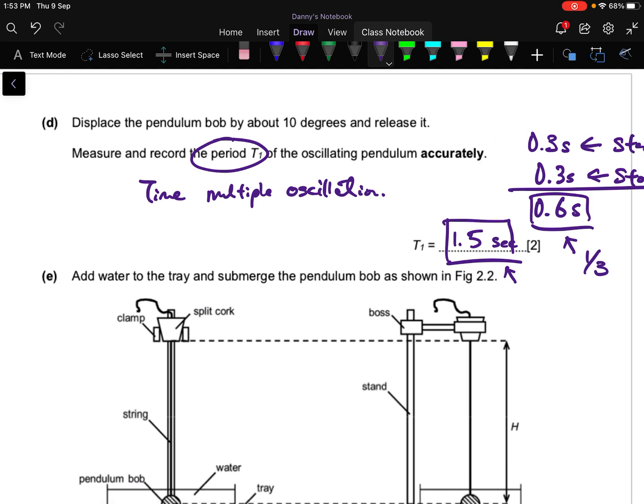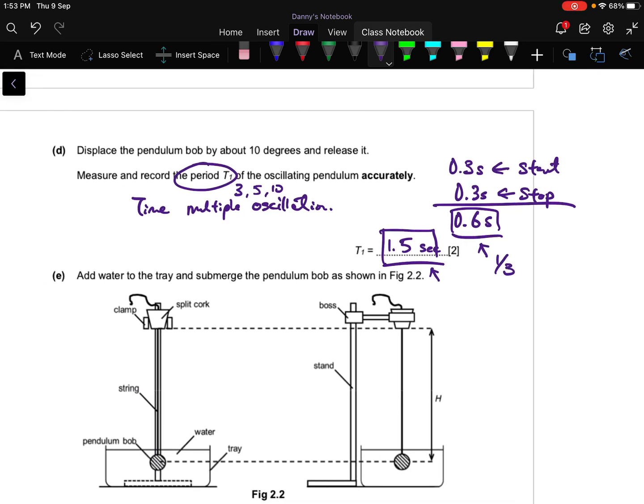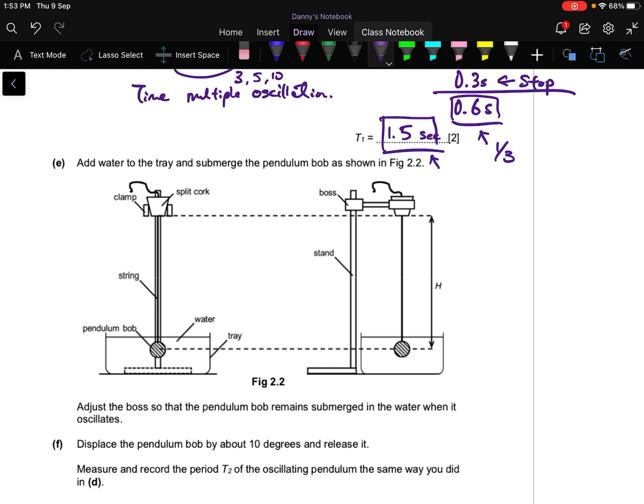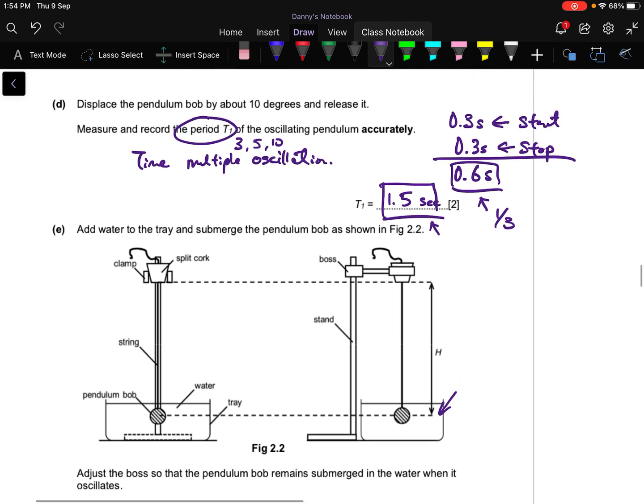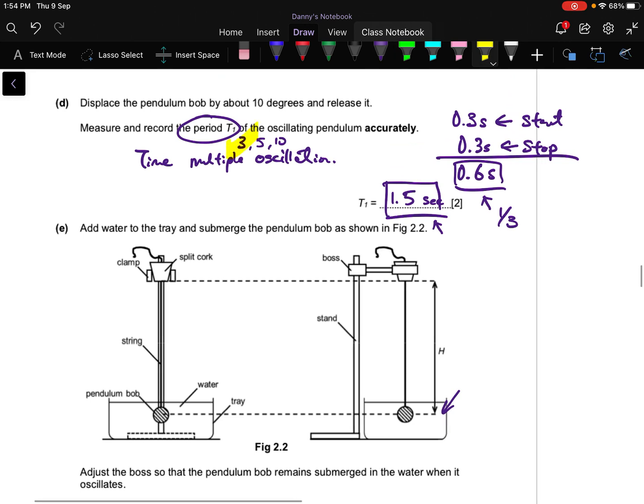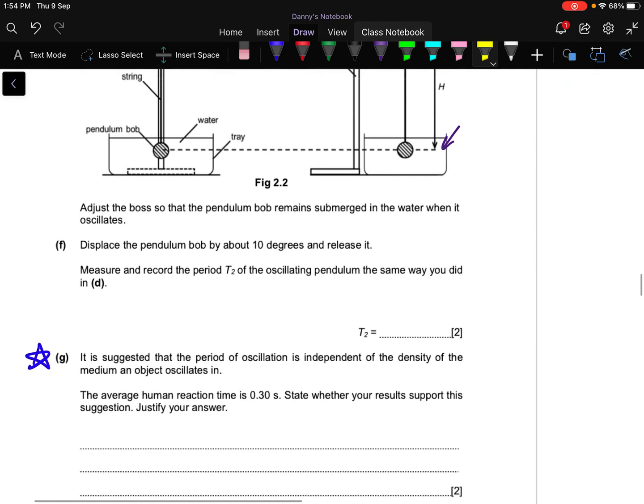So as a rule of thumb, try to do it for 3, 5, or even 10 oscillations, whichever fits your context. For this particular case, you will find that when you put the pendulum in water and you want to swing it, the amplitude will decay very, very quickly because of water resistance. As a result, if you want to do 10 oscillations, sometimes you may not be able to observe the 10th oscillation. So ideally for this experiment, I do 3 oscillations and then I just take the time divided by 3 to get the period.